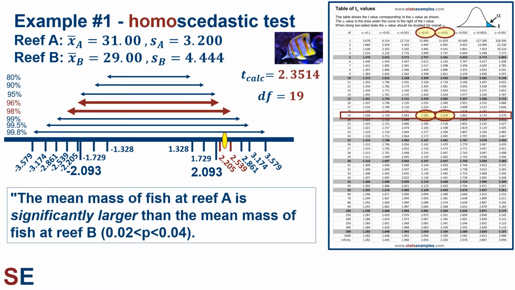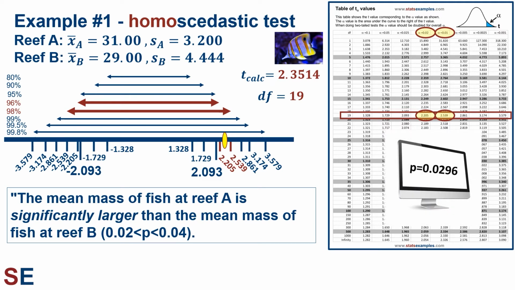We can therefore state that the mean mass of fish at reef A is significantly larger than the mean mass of fish at reef B (0.02 < p < 0.04). If we have access to a computer, it can provide the exact p-value of 0.0296, which we can see is less than 0.04, but more than 0.02.